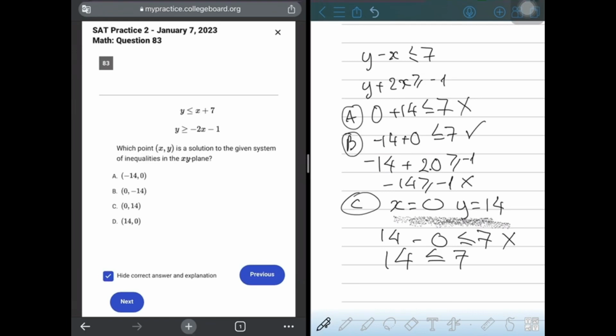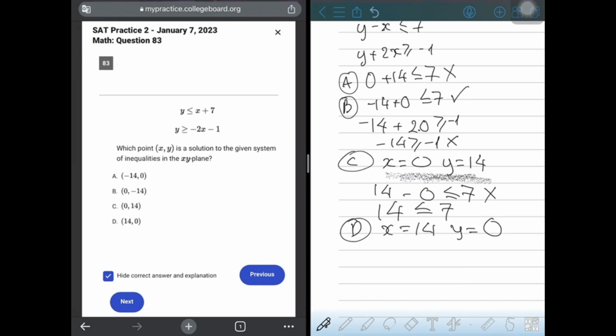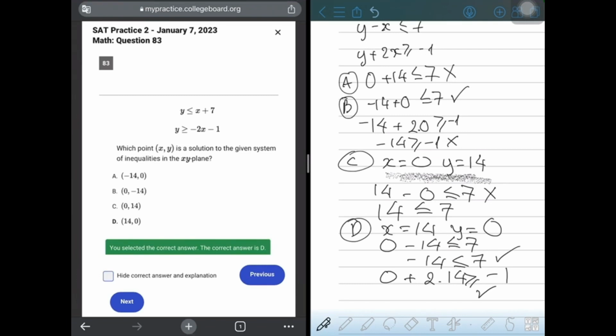calculate to make sure. Okay, x equals 14, y equals 0, and we will substitute. 0 minus 14 less than 7, minus 14 less than 7, so it's true. Now continue with the second. 0 plus 2 times 14 greater than minus 1, so it must be true, so the correct answer is D. Right.